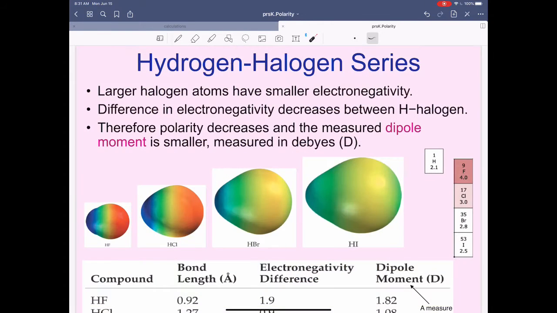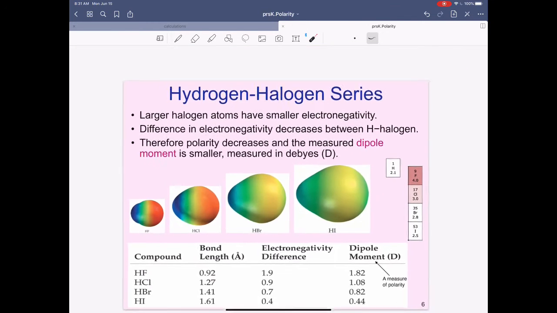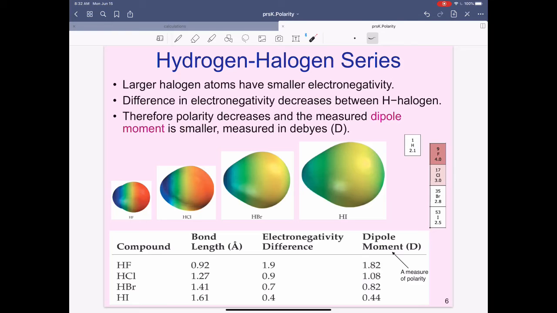One could look at the hydrogen-halogen series, in which hydrogen is combined with fluorine, chlorine, bromine, and iodine, which you can see from the picture. The size increases down the chart, iodine being a bigger atom, and that affects the electronegativity. Iodine with a value of 2.5, fluorine with a value of 4.0. Electronegativity decreasing between these four hydrogen-halogen molecules.